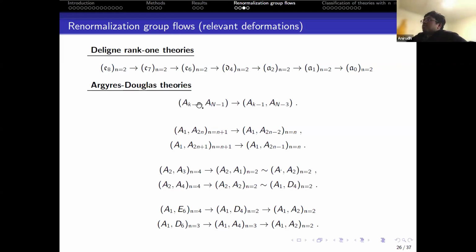Then you can also consider these Argyres-Douglas theories, which are labeled by two integers k and n, and there is an RG flow where this n actually decreases by 2. So this is one example: A1, A2n goes to the lower one. So the nilpotency index goes from n plus 1 to n, and so on. So this is a bunch of examples just to show that this works in quite a number of examples, not a lot, but a significant number of examples.